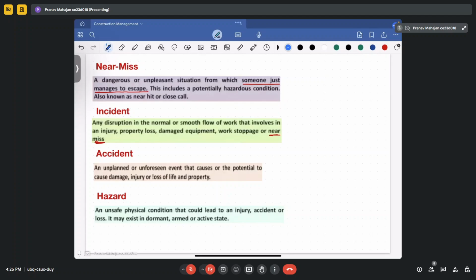Next is, what is an accident? An accident is an unplanned, unforeseen event, like I told you earlier, that causes or has the potential to cause damage, injury, or loss of life or property. Another is, what is a hazard? A hazard is an unsafe physical condition that could lead to an injury, accident, or a loss. It may exist in a dormant, armed, or active stage. So a hazard is the condition, and if that condition prevails, it will result in an accident.